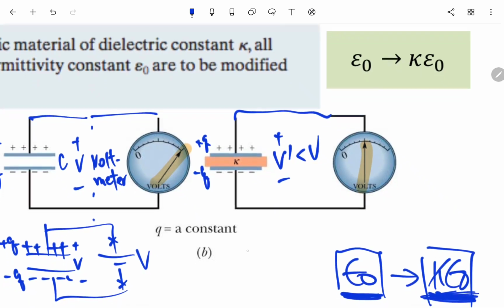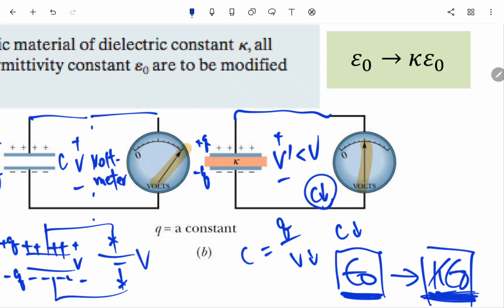So what is the C prime here? C prime will also be Q over V prime. Or maybe you can just consider that originally C equals Q over V, and now Q doesn't change, but V decreases to become the smaller V prime. So in that case, C decreases. Oh, sorry, C is increased. Yeah, because the denominator decreased, so this C should increase.